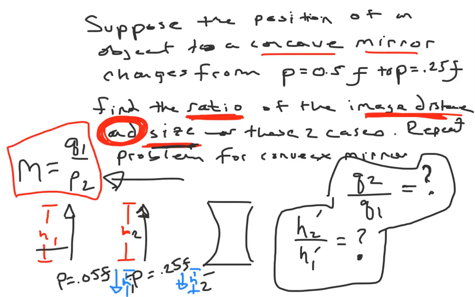And so I want to see where your brain's at. Which one of these two questions over here are you trying to answer right now? Okay. Then how would you do that? How would you solve for Q2 over Q1? We already decided this cannot be used over here.